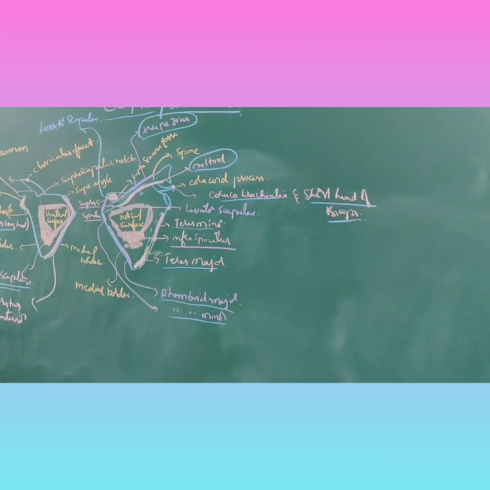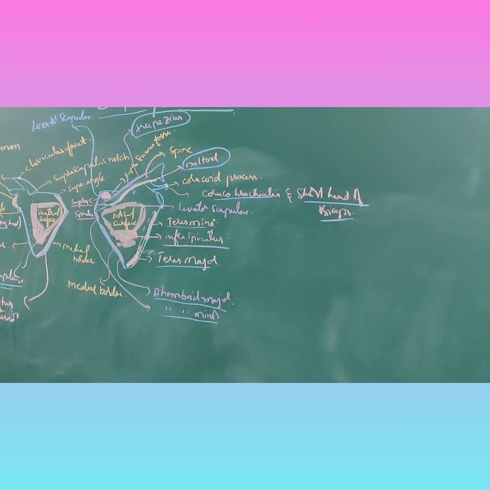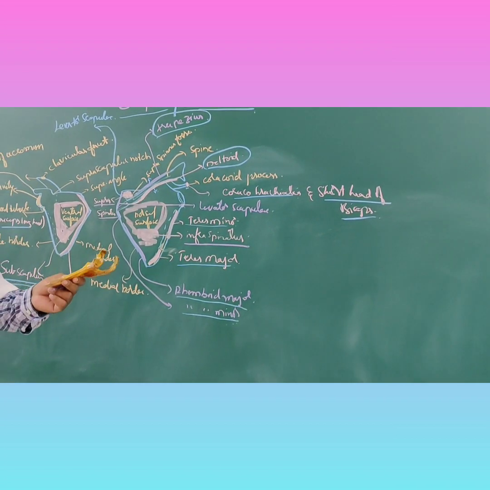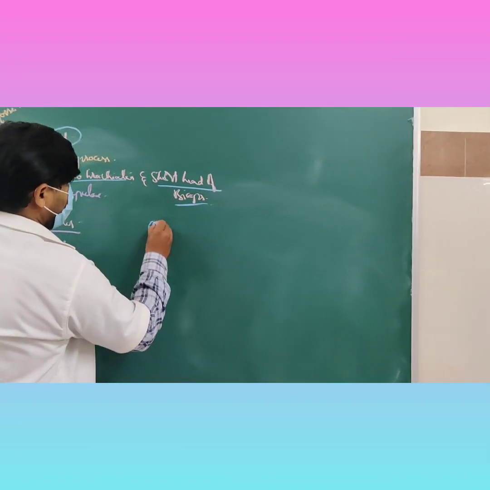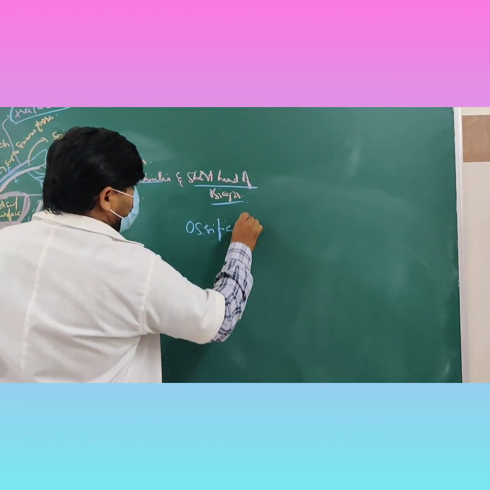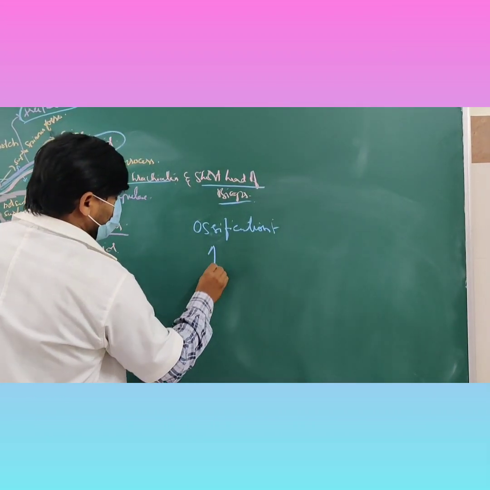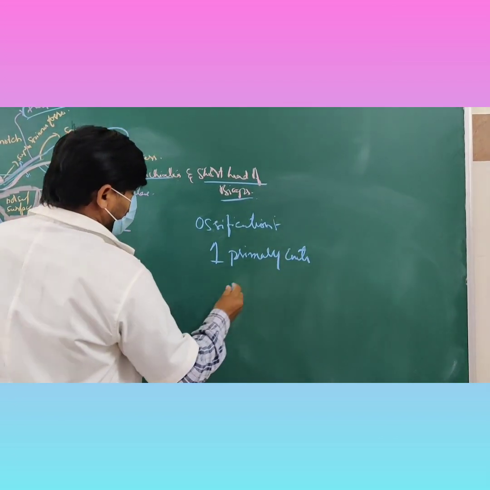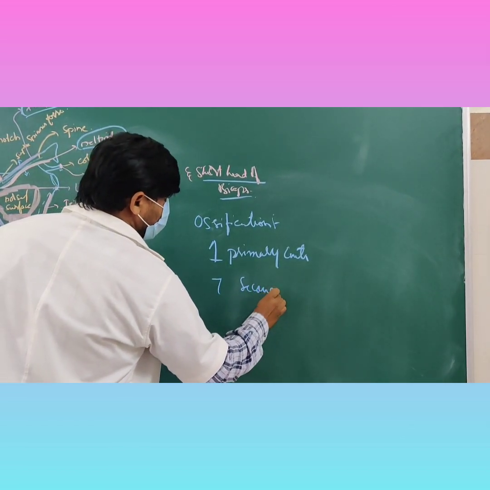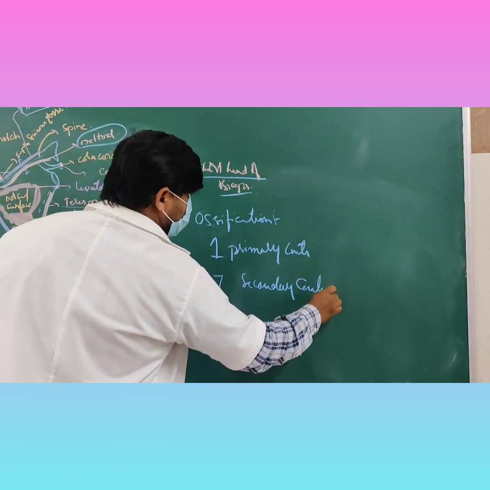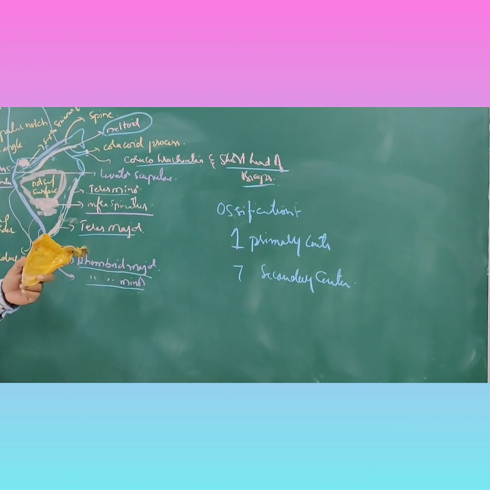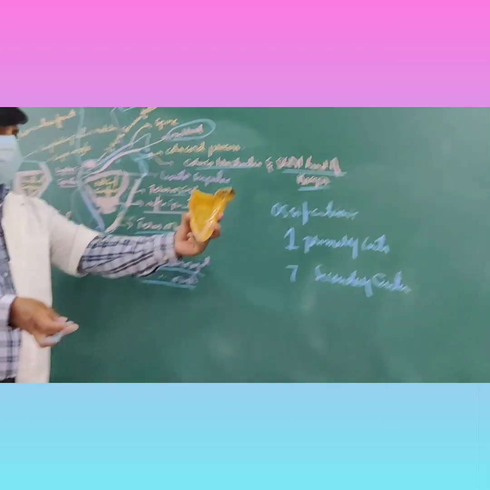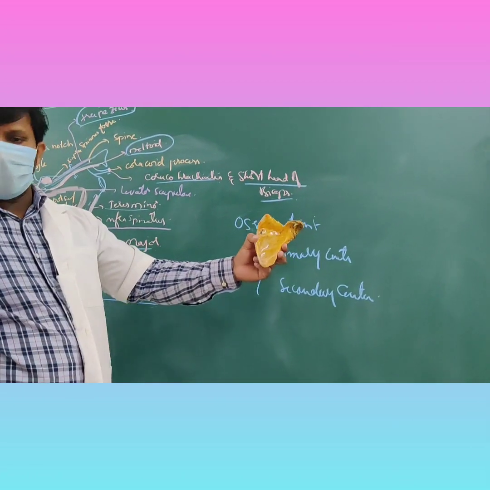Coming to the ossification, the scapula has one primary center and seven secondary centers. The primary center appears in the region of the body, that you should remember.